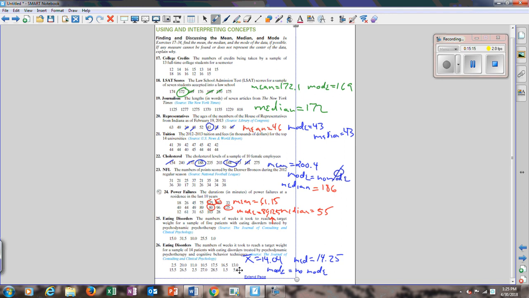Right, no mode. Let's look at the X-bar and the median. They're pretty close together. I would say it's a good representation.